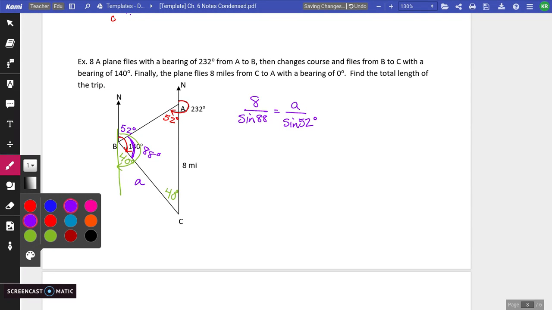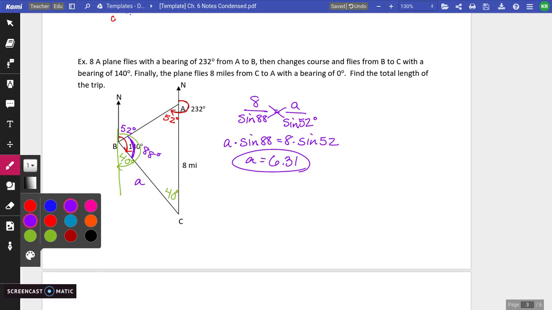Again, however you want to solve your proportion, you can cross multiply. You can multiply both sides by sine of 52. Either way is fine. And when you solve for A, it's about 6.31.